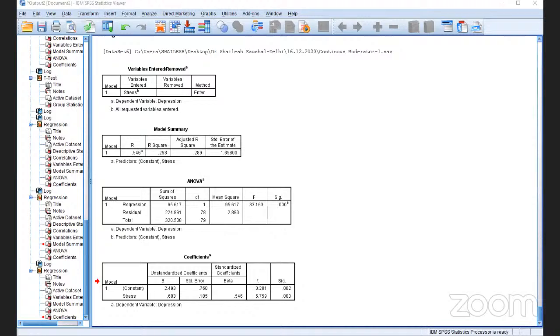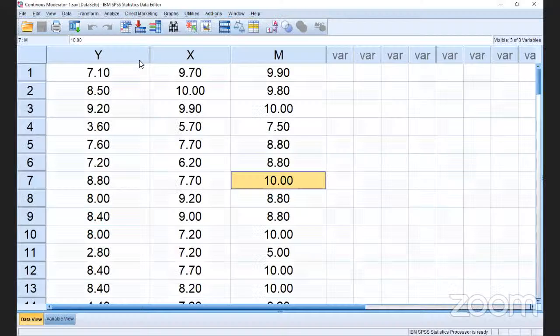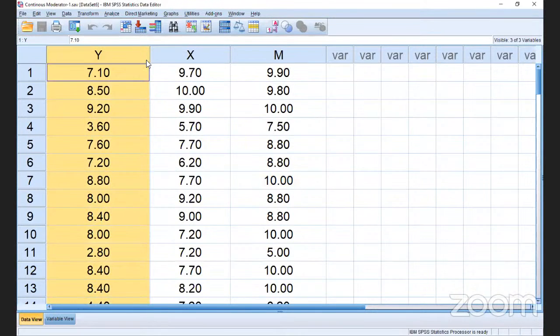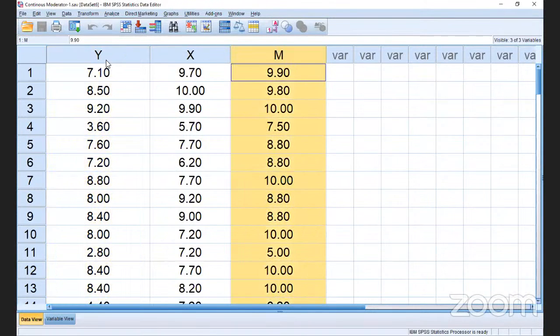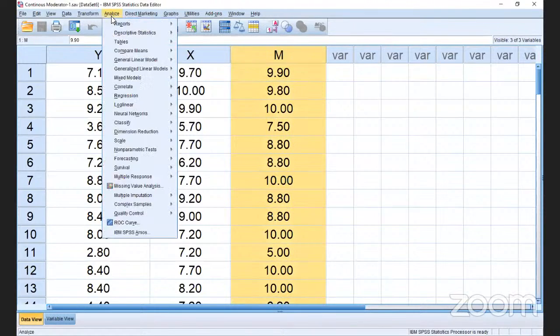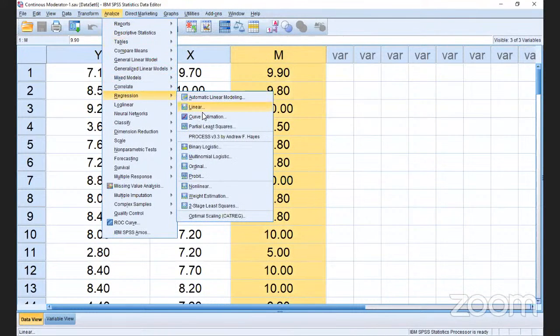Okay, so I'm sharing my table. So the SPSS sheet, you can see there. Now we check the relationship between y and m. Both are continuous, so naturally we will use simple regression analysis. Analyze, then regression and linear.